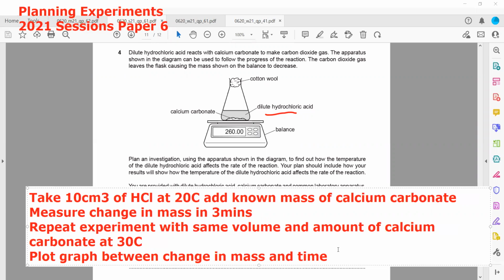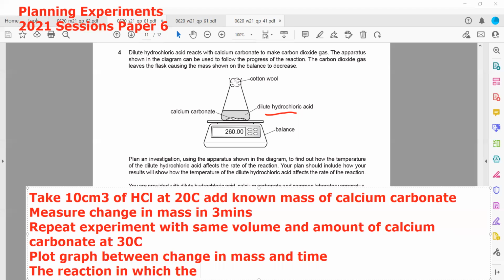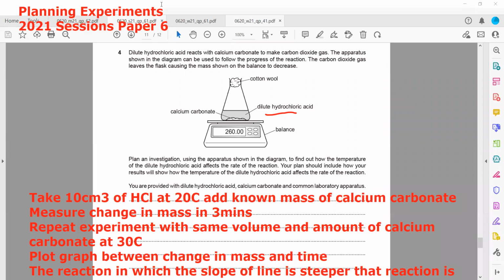So the reaction which shows a steeper slope, the reaction in which the slope of the line is steeper, that reaction is faster. So what we have to do is simply find the effect of temperature on the speed or the rate of reaction. So we take an equal amount of hydrochloric acid mixed with calcium carbonate at 20 degrees centigrade, and then we repeat the same experiment at 30 degrees. After that, we'll plot a graph. We don't have to actually plot a graph, we just have to mention it.